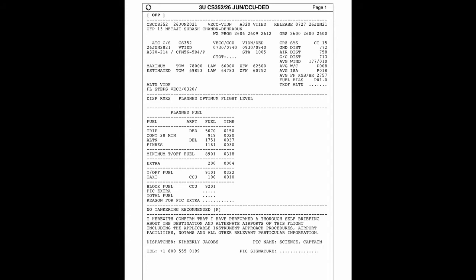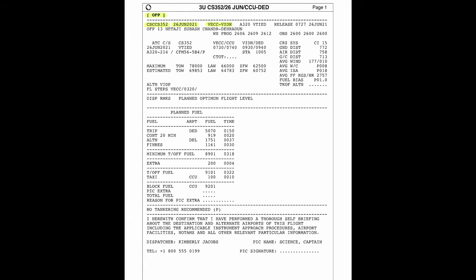First of all, the OFP, operational flight plan. This is CS352, our flight number. 26th June 2021 is our date. The day before yesterday, I just flew this flight. So VECC to VIDN, our departure airport and arrival airport.